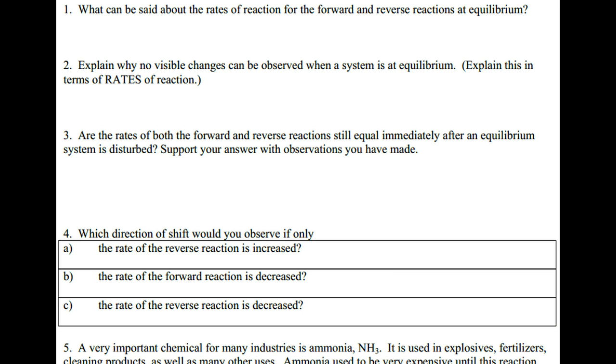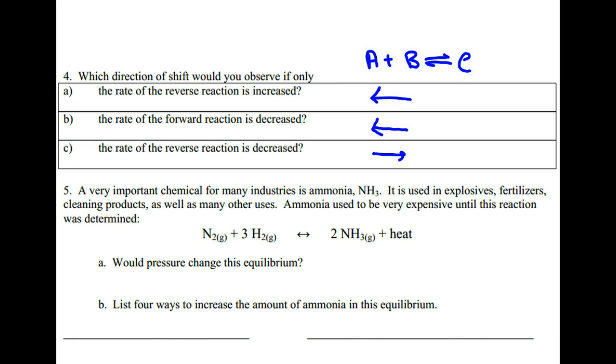likely to happen. For number 4, when it says which direction of shift would you observe if only the rate of the reverse reaction is increased. So if the reverse is going to the left and it's increased, it's going to the left. For B, if the rate of the forward is decreased, you're saying pretty much the same thing, that the left or the reverse is more likely to happen now. And then for C, the rate of the reverse is decreased. Well, now the forward is more likely to happen.